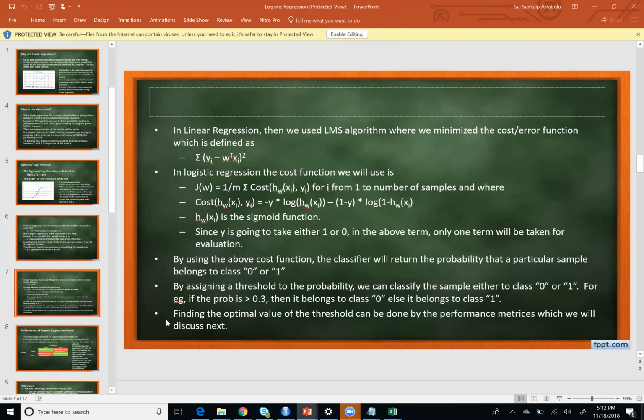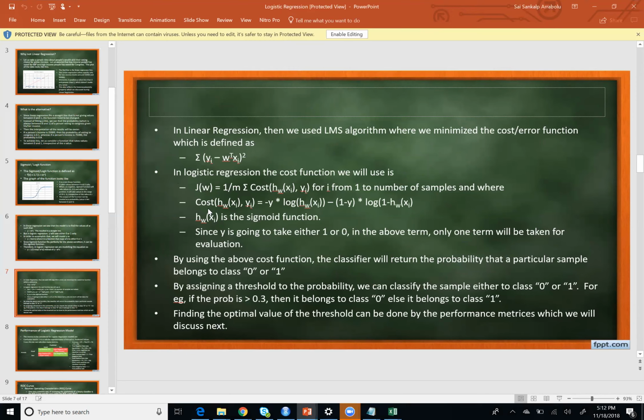So again, there is a lot of math behind how we solve this. We can still use the gradient descent method to find out what these values are. In linear regression, we used the LMS algorithm, in which we minimized the cost or the error function, which is defined as this. In logistic regression, the cost function we will use is slightly different.